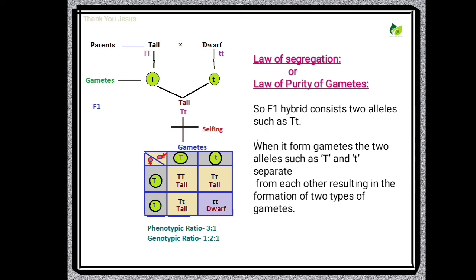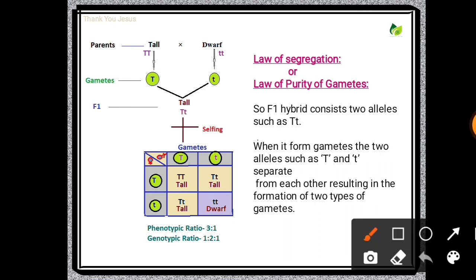So, F1 hybrid consists of two alternative alleles such as capital T, small t. When it forms gametes, the two alleles capital T, small t separate from each other, resulting in the formation of two types of gametes. Here you can see the two types of gametes produced in F1 plant. These are the male gametes and these are the female gametes. 50% of them carry capital T allele and the remaining 50% carry small t allele.